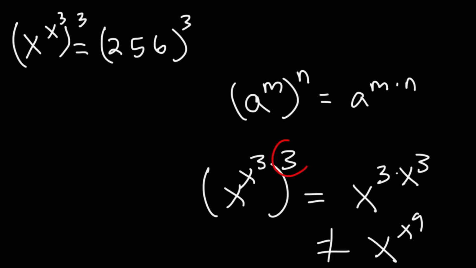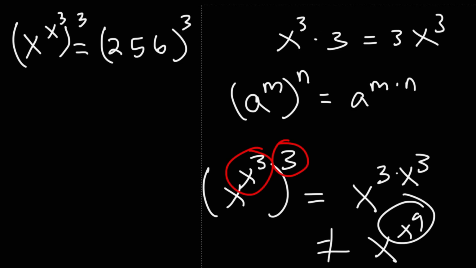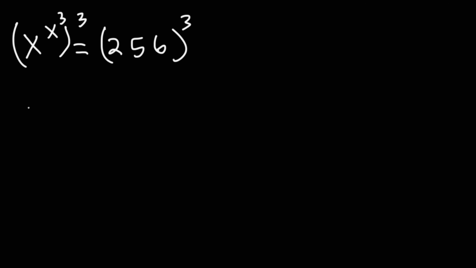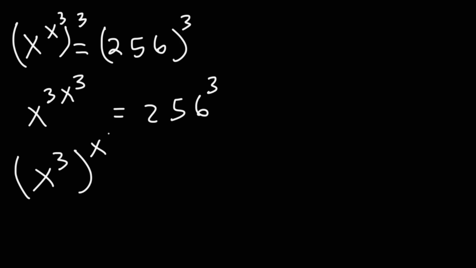We're multiplying 3 by x cubed. X cubed times 3 is 3x cubed. So make sure you don't put this. So right now, this is what we have. Now, we can rewrite this expression as x cubed raised to the x cubed, because 3 times x cubed is still 3x cubed.